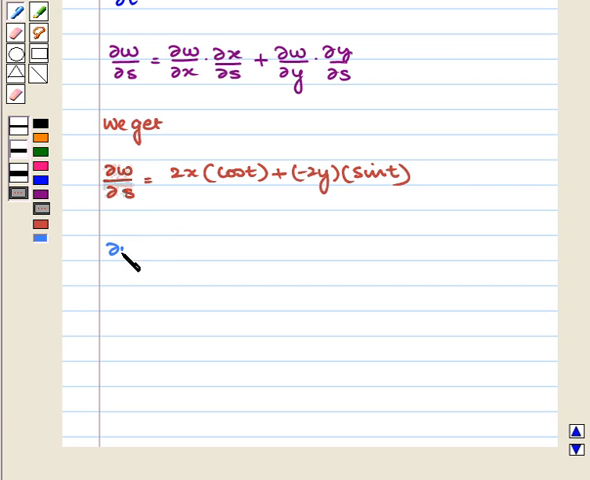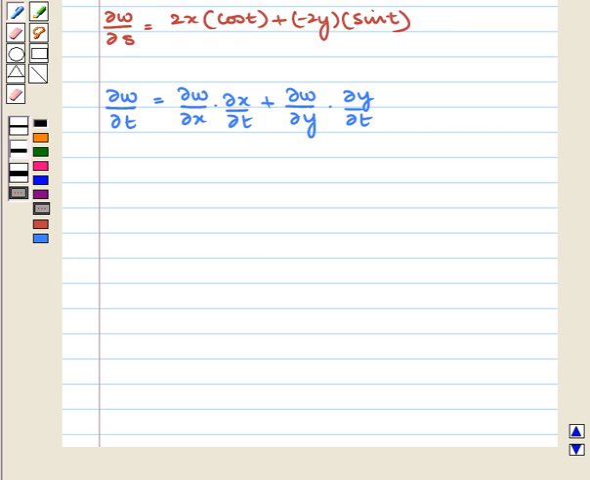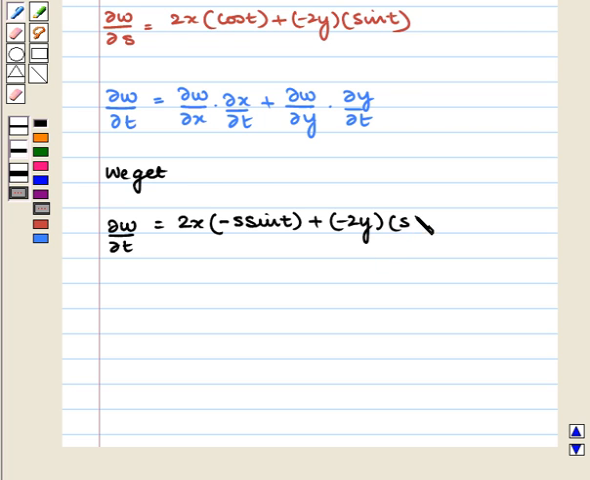And as del w by del t is equal to del w by del x into del x by del t plus del w by del y into del y by del t, using equations 1, 2, 4 and 6, we get del w by del t is equal to 2x into minus s sin t plus minus 2y into s cos t.